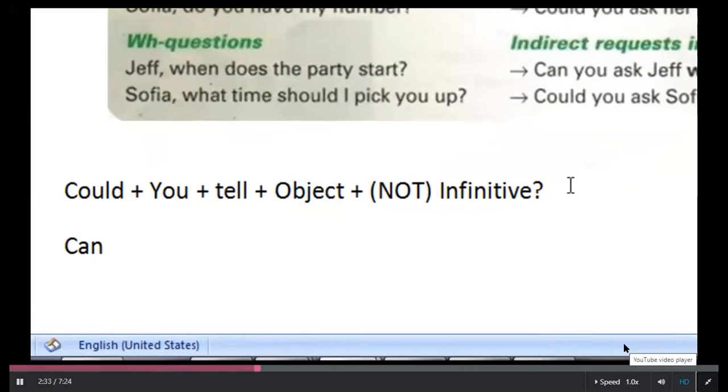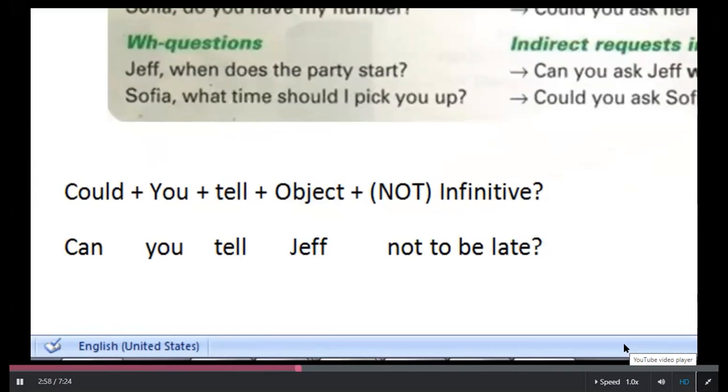And I will tell the object it's Jeff, all right? And in this case, this happens to be a negative one, so we will say not to be late. And then we'll put a question mark, and that's how we would change an imperative into an indirect request.